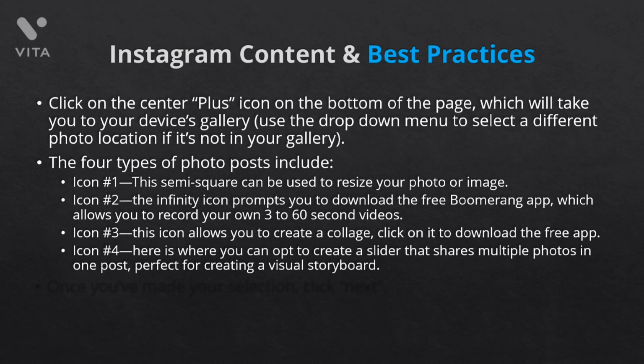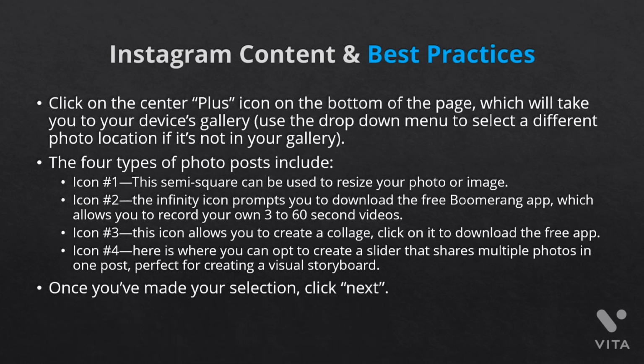Icon 3 allows you to create a collage. Click on it to download the free app. Icon 4 is where you can opt to create a slider that shares multiple photos in one post, perfect for creating a visual storyboard. You can add up to 10 photos or videos to each post, however one is sufficient. Once you've selected the appropriate icon above, or if you just want to create a standard post, click on Next in the upper right-hand corner. Next up, filtering your image.